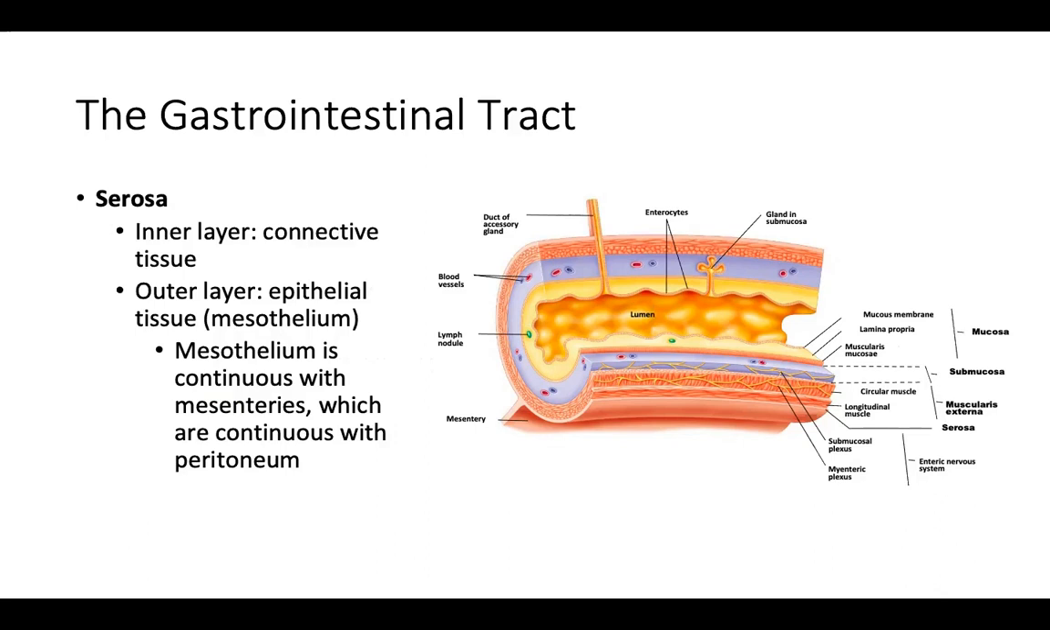Lastly, here we have the serosa, and the serosa we said was that outermost layer. It has an inner connective tissue layer, and then it has an outer mesothelium, which is another layer of epithelia that is continuous with the peritoneum, right? It's part of that serous layer that eventually is modified to become the visceral layer of the peritoneal cavity.